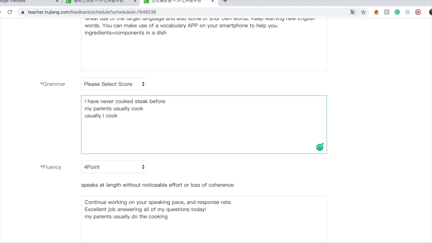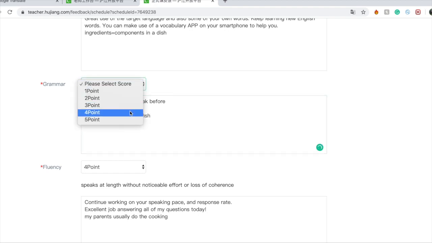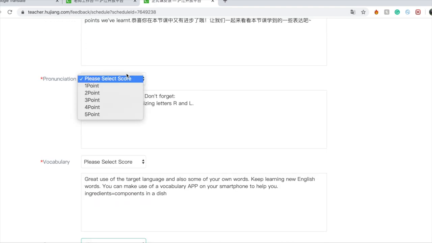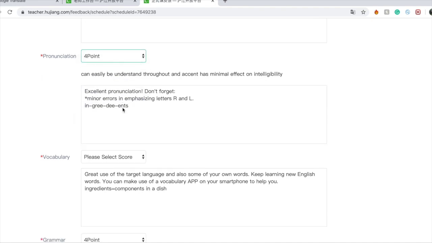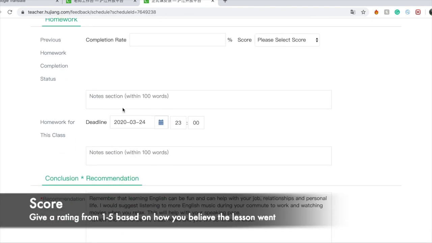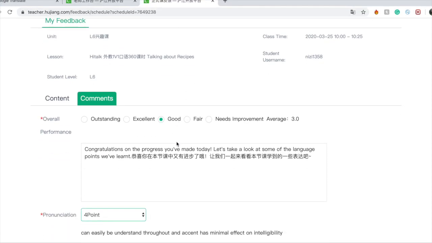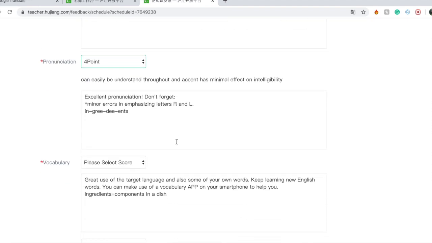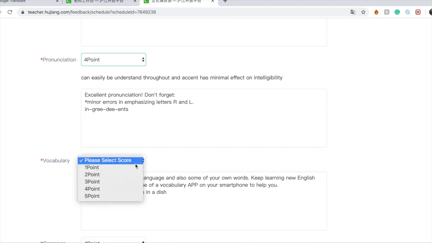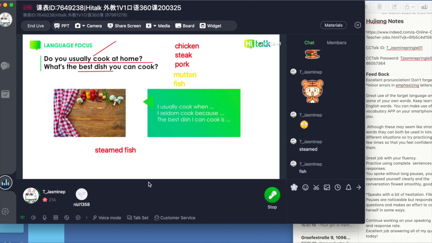My parents, especially my father, is good at cooking. So I can't find the best dish. I think he can cook many delicious dishes. He sounds like he's a chef. He can cook a lot of delicious Chinese food.